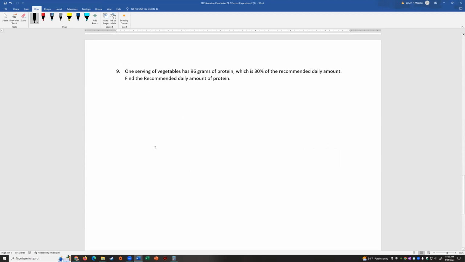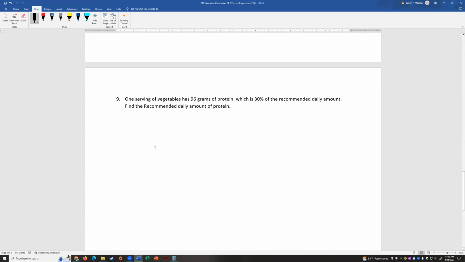And then the last one in section 2A.2 is 1 serving of vegetables has 96 grams of protein, which is 30% of the recommended daily amount. So the recommended daily amount is the whole. Find the recommended daily amount of protein. So 96 is the part that we had in our serving, which is 30% of the whole.